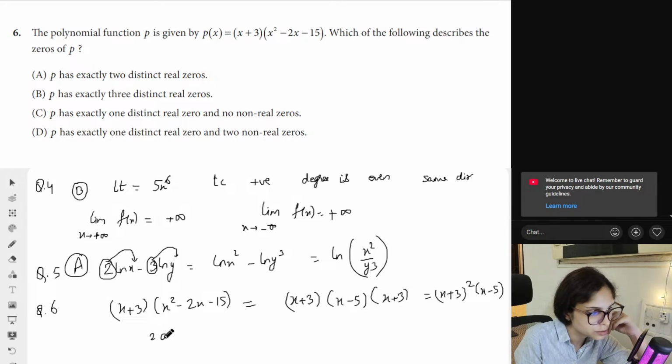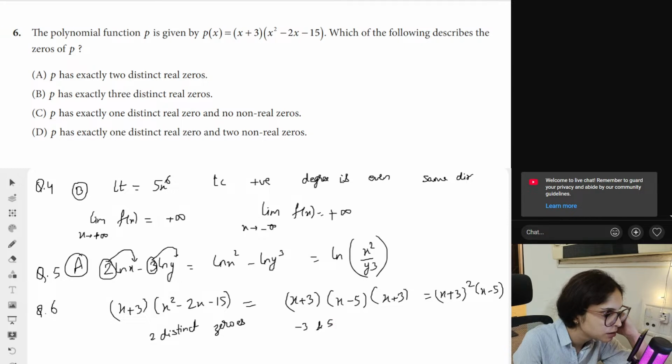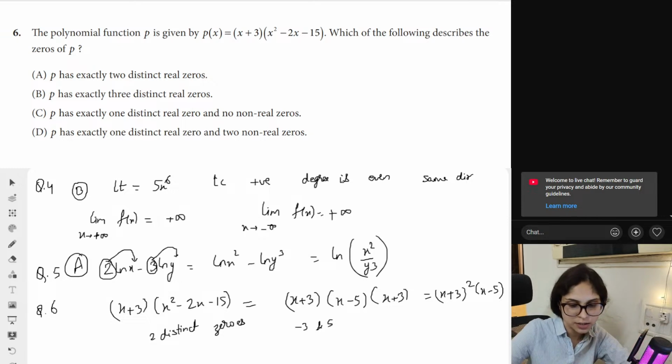So there are only two distinct zeros, because at negative 3, the multiplicity is 2. And which option is that? So p has exactly two distinct real zeros. And why can we say that? Because you see the degree is 3, because there is x plus 3 and x squared, so it's x cubed. So degree is 3, so there should be 3 zeros, and we have 3 zeros, but there are two distinct zeros. Okay, it does not have 3 distinct real zeros because one of them has a multiplicity of 2. So the answer will not be B, the answer will be A.